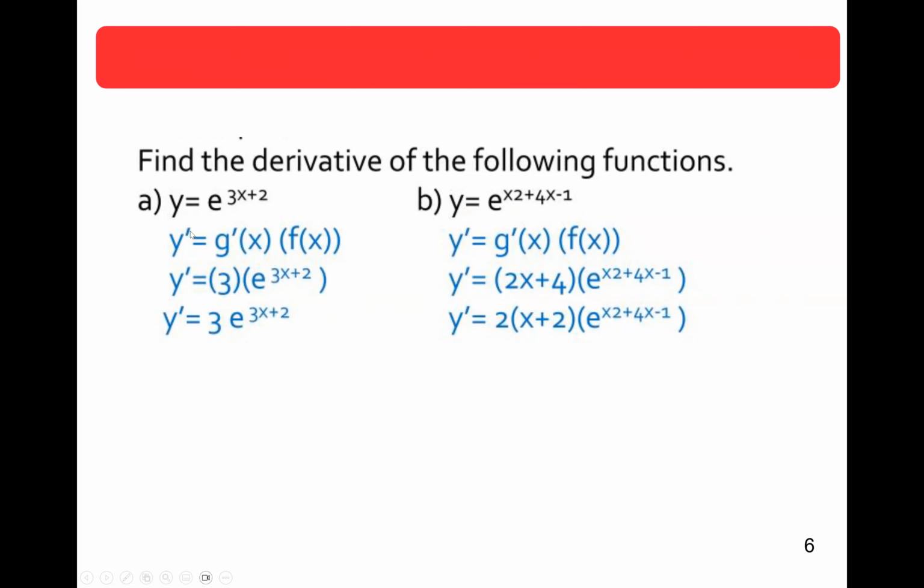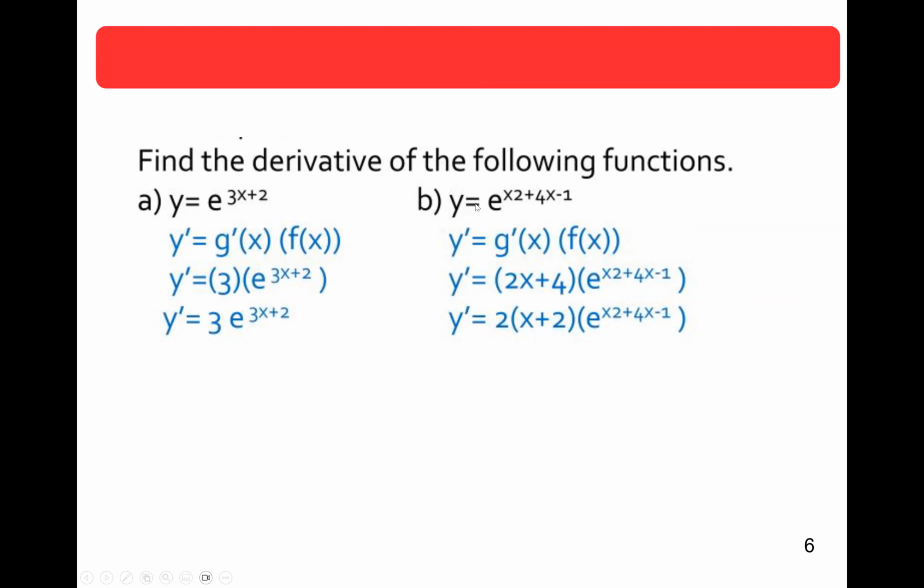So here we say the derivative of y will give us g derivative of x times f of x. So the derivative of 3x plus 2 will give me 3. Then the derivative of e to the power 3x plus 2 will give me the same value, e to the power 3x plus 2. So our final answer will be 3 times e to the power 3x plus 2.